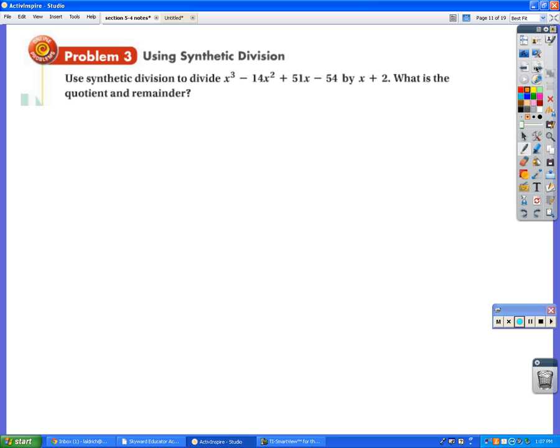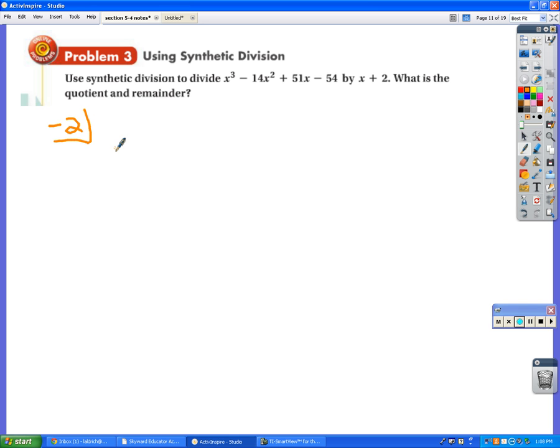Is it still 54? Yeah, still 54. So you're going to start by making a little box right here that's going to be big enough to fit one number. The number that goes in the box is whatever would make this right here equal 0. Okay, so in this case that would be -2.